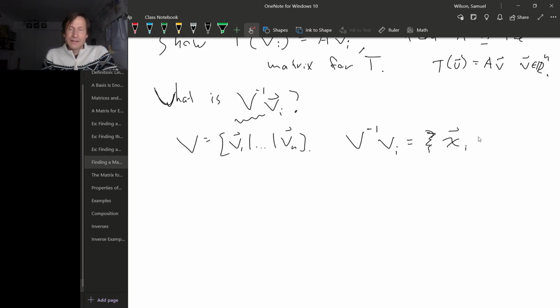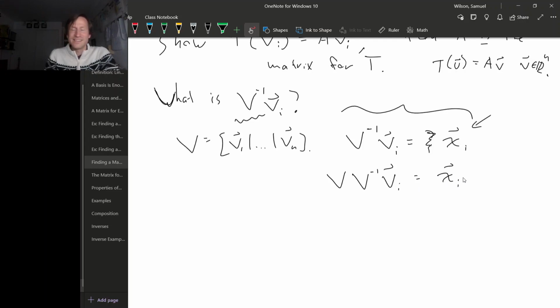And let's see, the problem is we don't know very much about V inverse. We know a lot more about V than we do about V inverse. So to turn this equation that we don't know much about into an equation we know more about, let's just multiply on the left by V. If we multiply on the left by V, we get V times V inverse times V sub I equals V times x sub I.